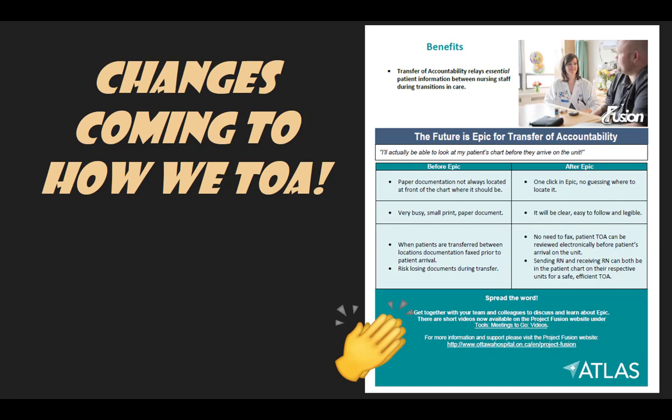Right now, with transfers of accountability, patients are transferred between locations with the documentation being faxed prior to their arrival. This risks losing documents during that transfer. With Epic, there'll be no need to fax, and the patient transfer of accountability can be reviewed electronically before the patient arrives on the unit. Both the sending and the receiving RN can be in the patient chart on their own respective units to ensure a safe and efficient transfer of accountability.